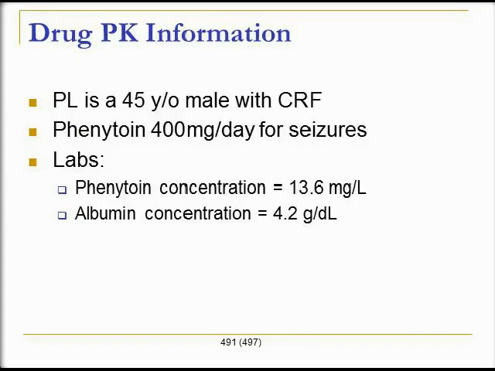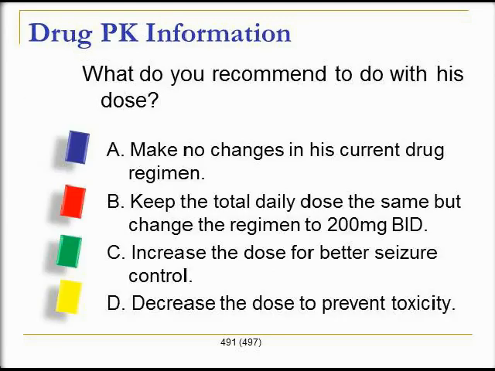All right, I'm going to finish with 3 questions on 491, questions 13, 14, 15. These have to do with specific issues related to therapeutic drug monitoring. The first question is PL. PL is a 45-year-old male who has chronic renal failure, and he's receiving phenytoin 400 milligrams a day for a history of tonic-clonic seizures, and today's concentration is 13.6. His albumin is 4.2. Based on that concentration, what do you recommend to do with his dose?